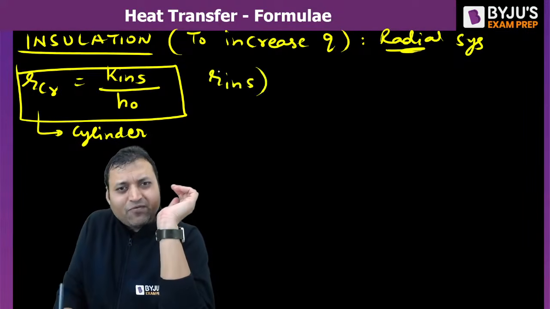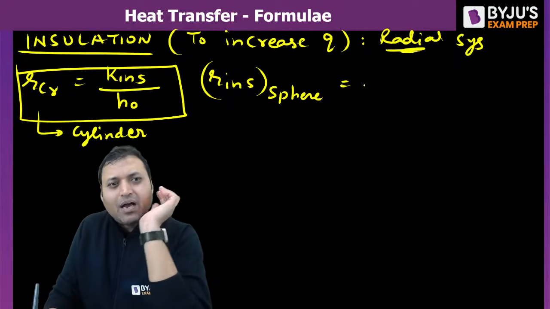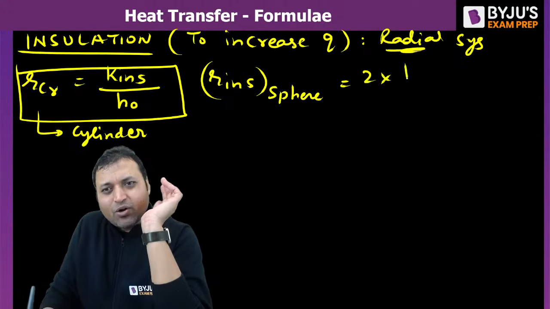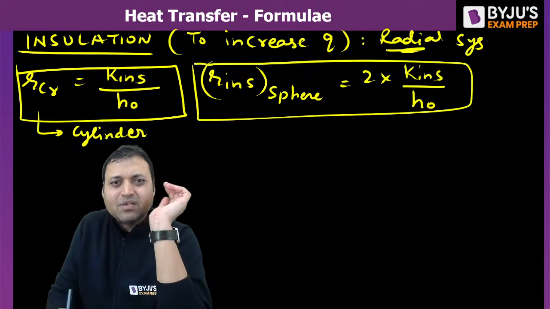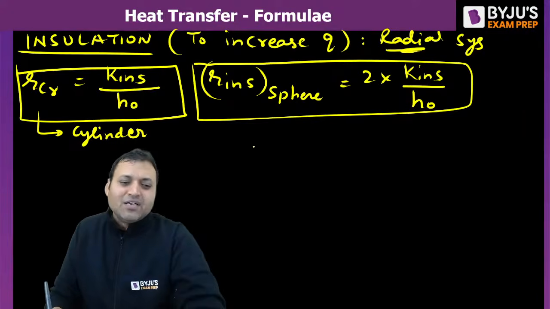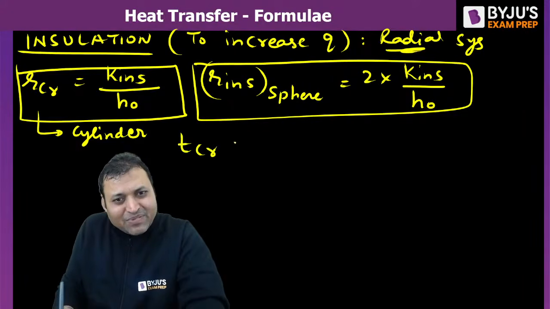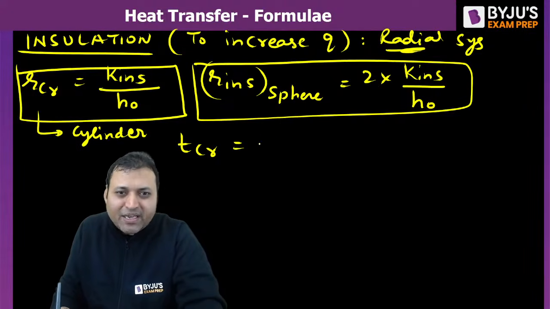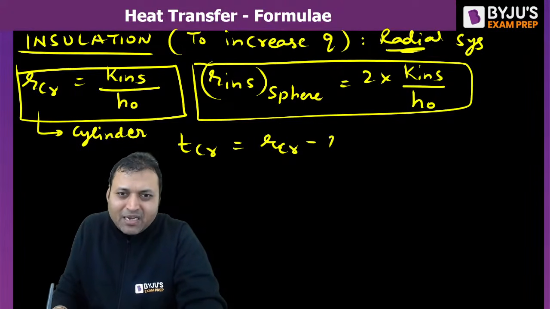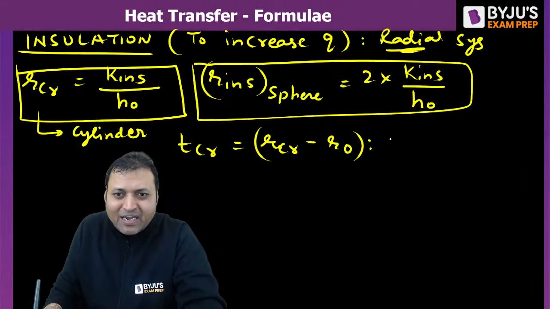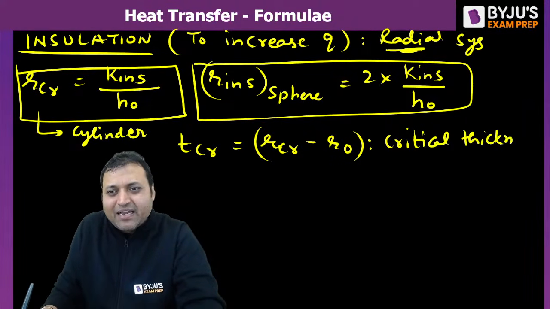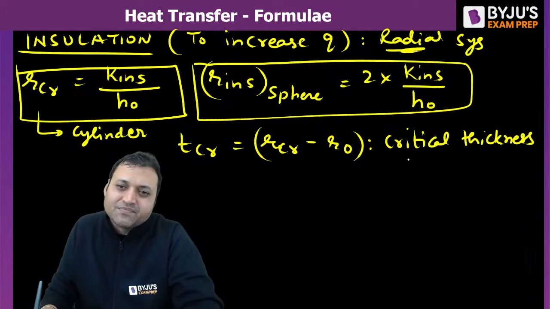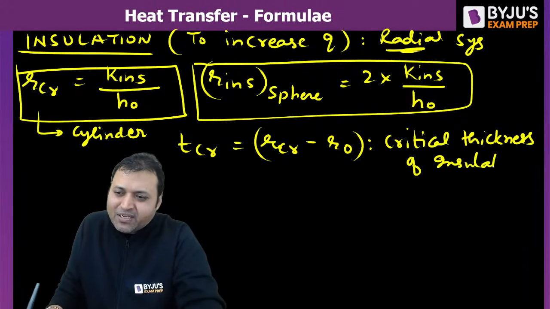Critical radius of insulation for spherical system will be 2k by h naught, where h naught is the outer convective heat transfer coefficient. And there is a term that is called critical thickness of insulation. So many people commit mistake here. This is called critical thickness. If the question is asking critical thickness or critical radius, you should be clear with that. It is critical thickness of insulation.